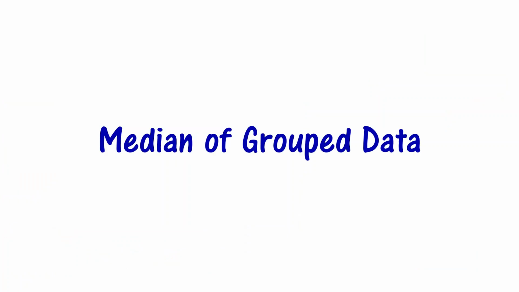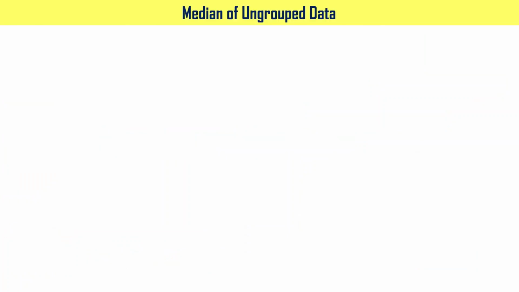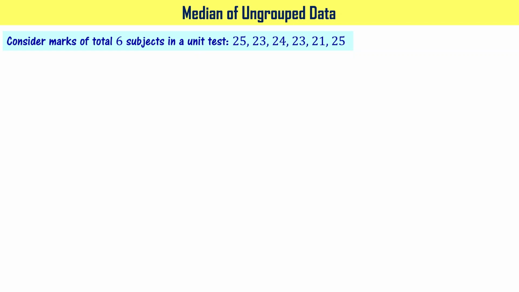Now let us learn about median of the grouped data. Before that, quickly recall median of ungrouped data, which we learned in the earlier classes. Consider marks of total 6 subjects in a unit test, that are 25, 23, 24, 23, 21, and 25. You have to find the median of this data. Median is defined as the value of middlemost observation in the data.